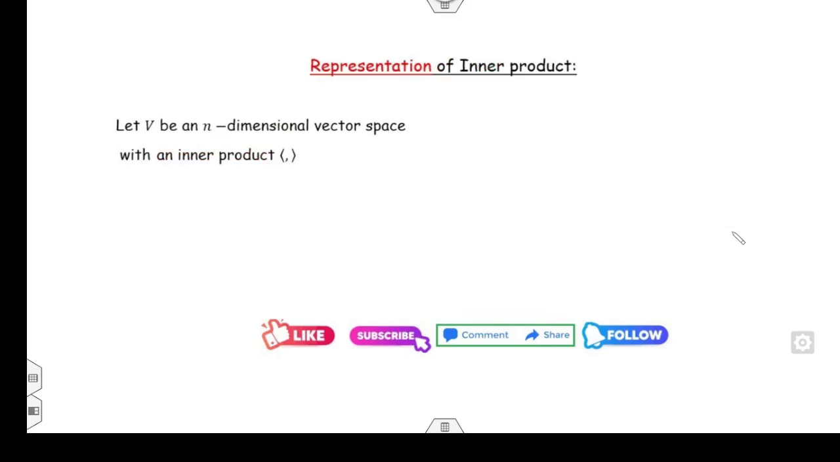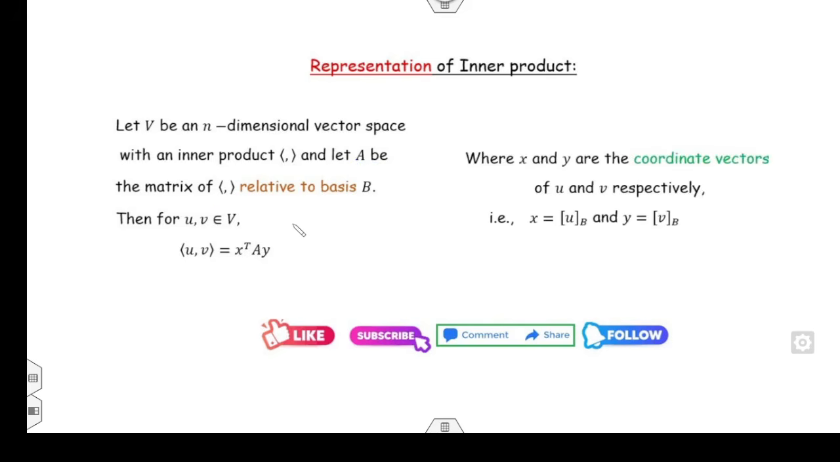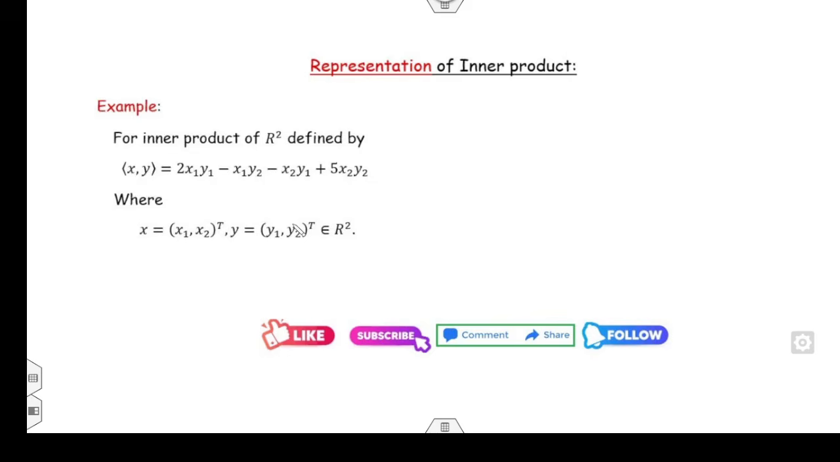How can you represent the inner product? Suppose V is my finite dimensional vector space and capital B is my basis of the vector space V. Then we can define the inner product by using X transpose A Y, where A is my matrix relative to the standard basis and X and Y are my coordinates of the vectors U and V. For example, if I say inner product is defined as x comma y, fine, I can consider the standard basis E1 and E2, where E1 I consider as 1 comma 0 and E2 I consider as 0 comma 1. These are the standard basis. Then we can define the inner product.